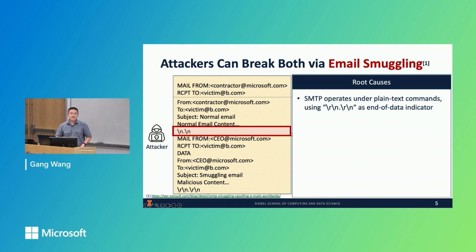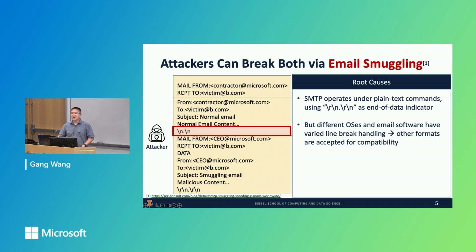Well, the email is created and sent. But in practice, not everybody follows RFCs. Some of the legacy operating system email implementations actually have a varied way to handle line breaks. So in order to make sure users don't lose their emails, right? False positives are always costly. So real-world email services, implementations, or software are pretty flexible in terms of what counts as an end-of-data indicator. So they end up accepting other formats as well.